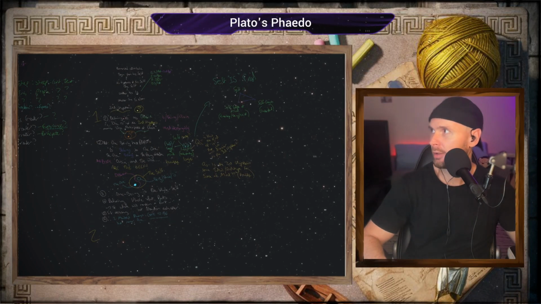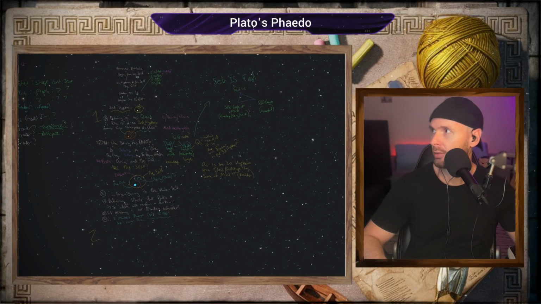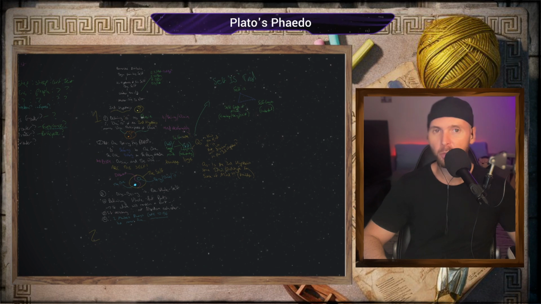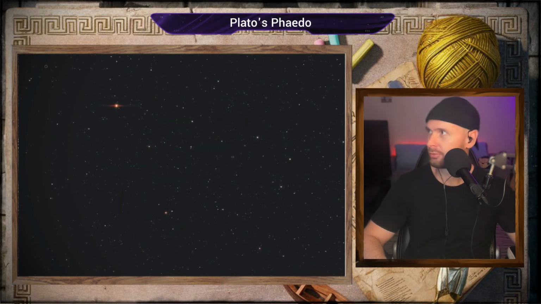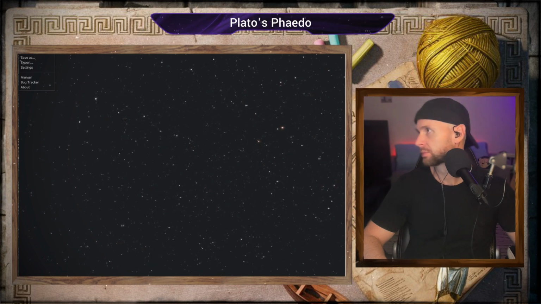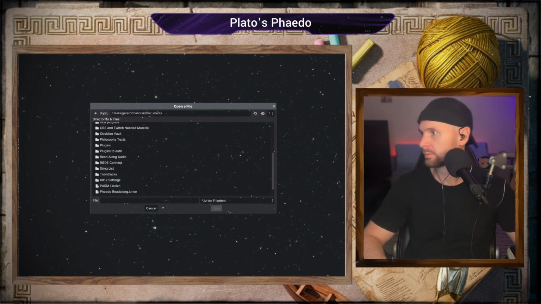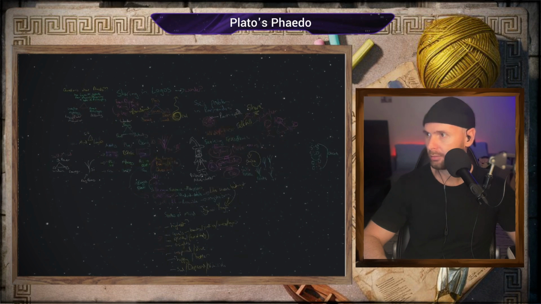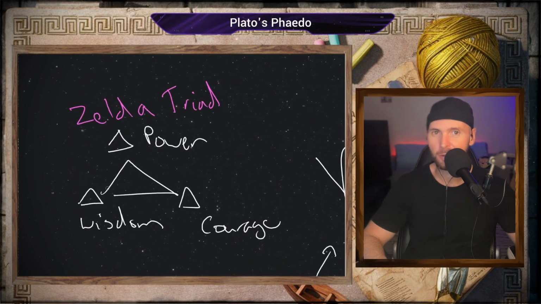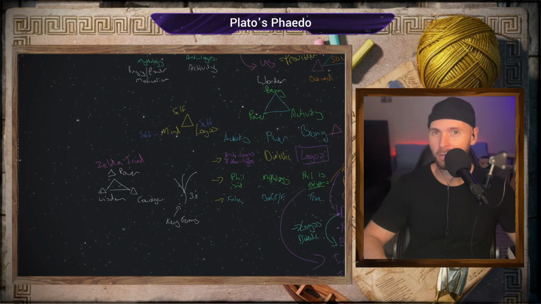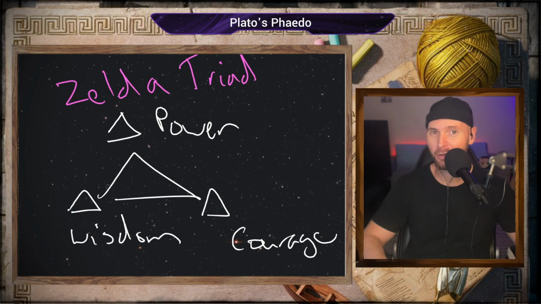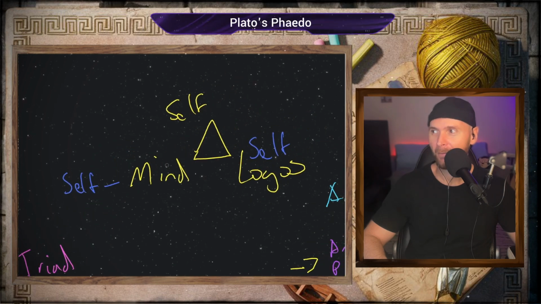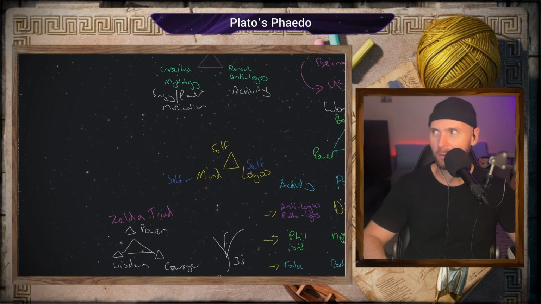Here's our board. This is the wrong one. Let's bring up our notes on the Phaedo. Here's our Zelda Triforce, which is a mythological representation that if we add our own logos in seeing too, we can make it better if we wanted to. Key terms: the self triad, the one self, self mind, and self logos.